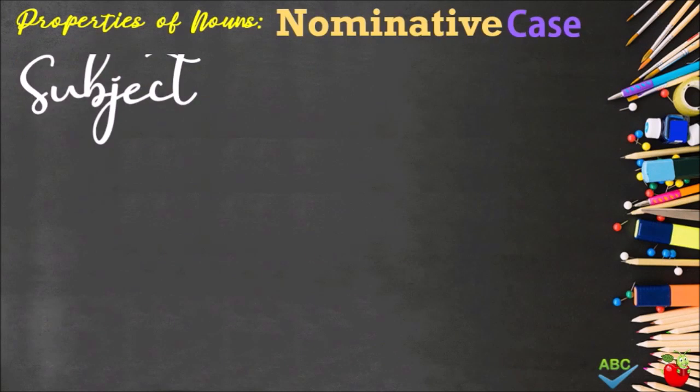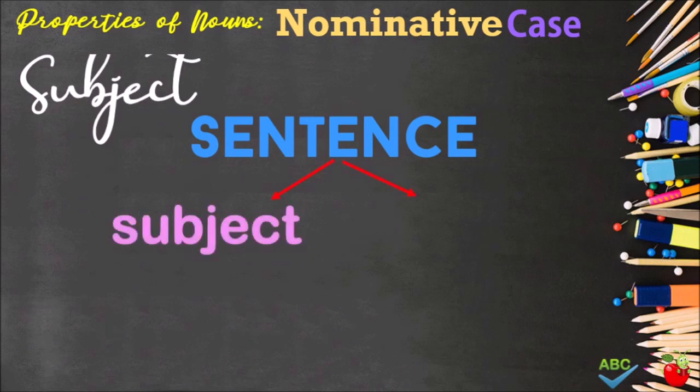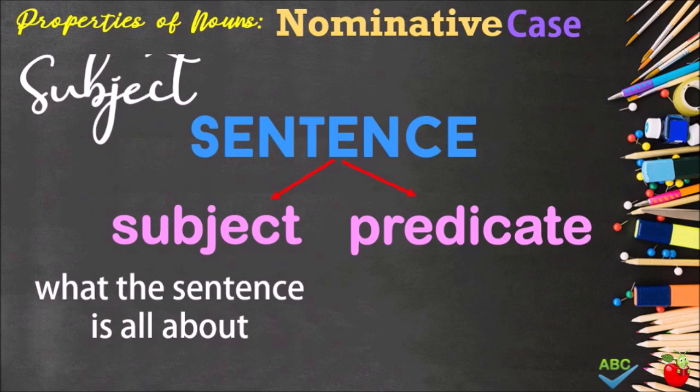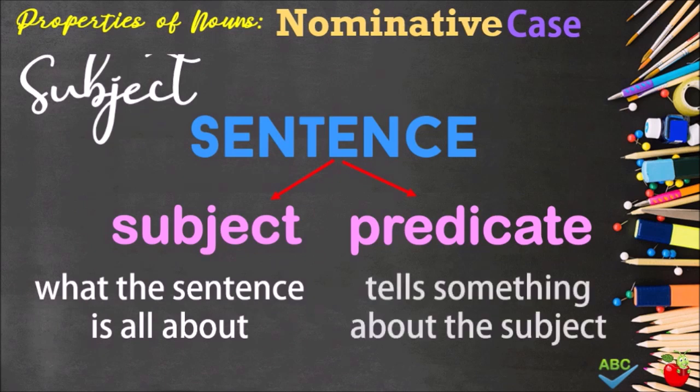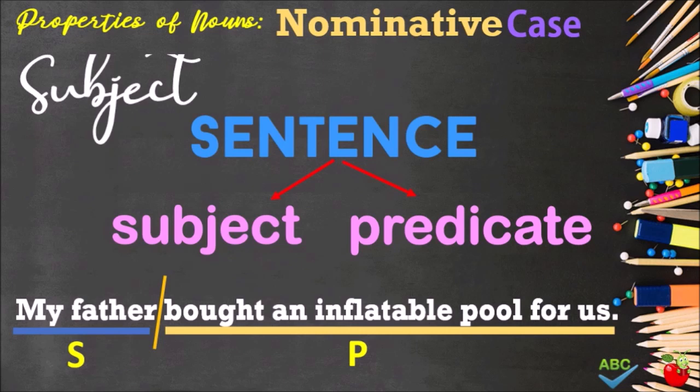To identify the subject, let us review the parts of a sentence. A sentence has two parts: the subject and the predicate. The subject is what the sentence is all about, while the predicate tells something about the subject. Let us take a look at this example. My father bought an inflatable pool for us. The complete subject in this sentence is my father. The complete predicate is bought an inflatable pool for us.